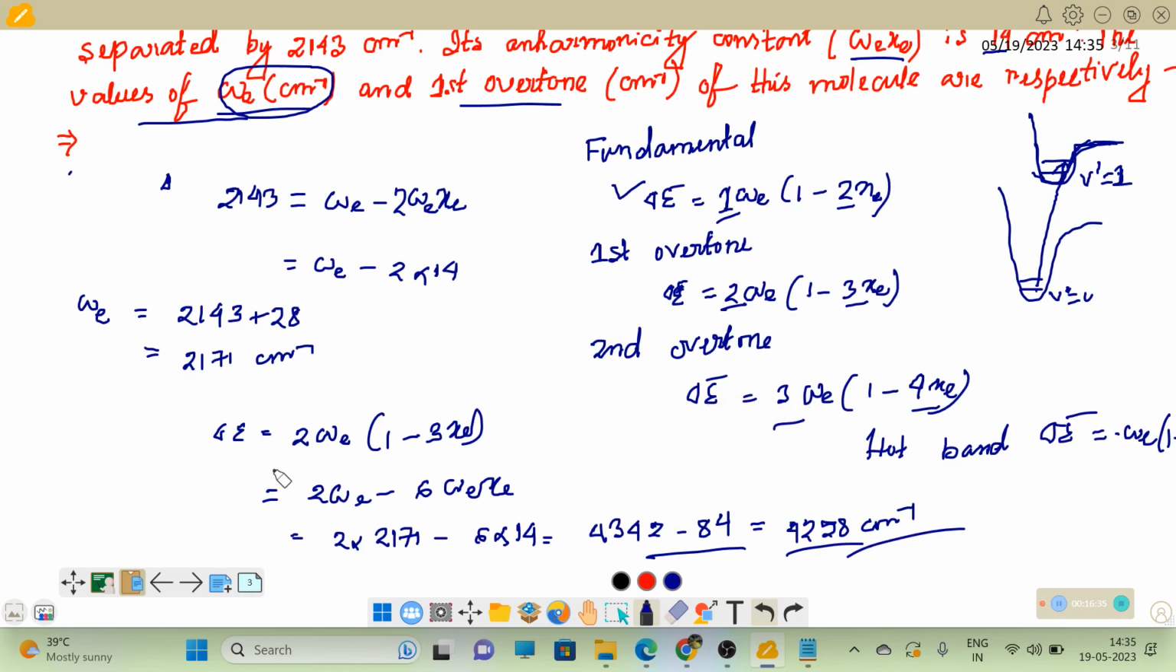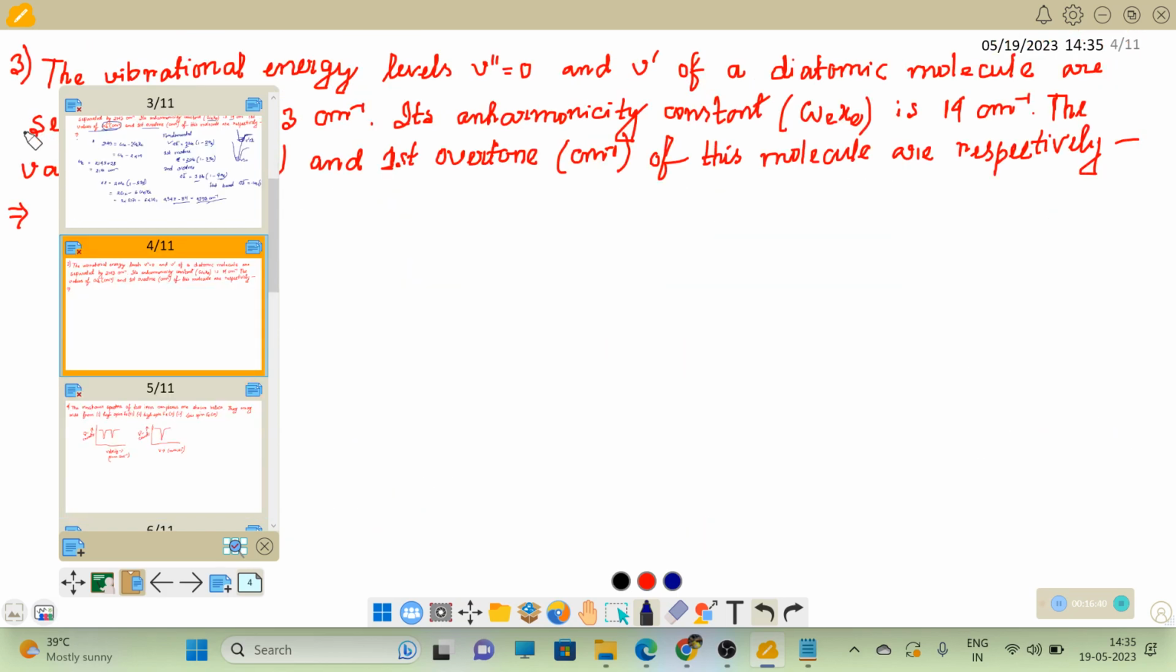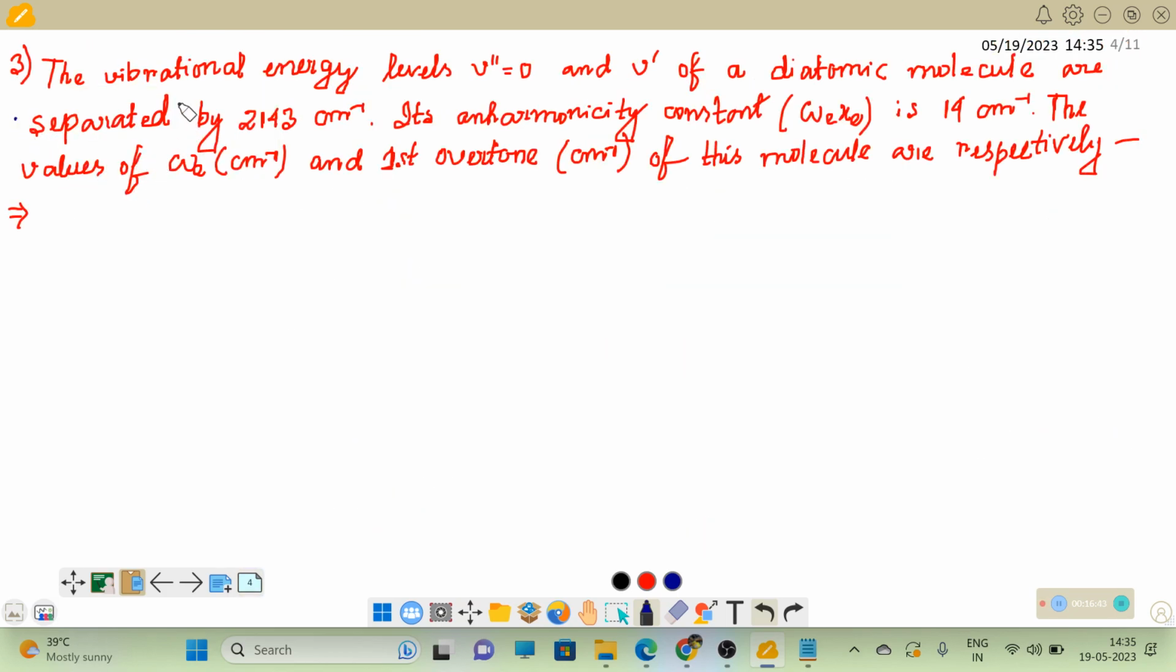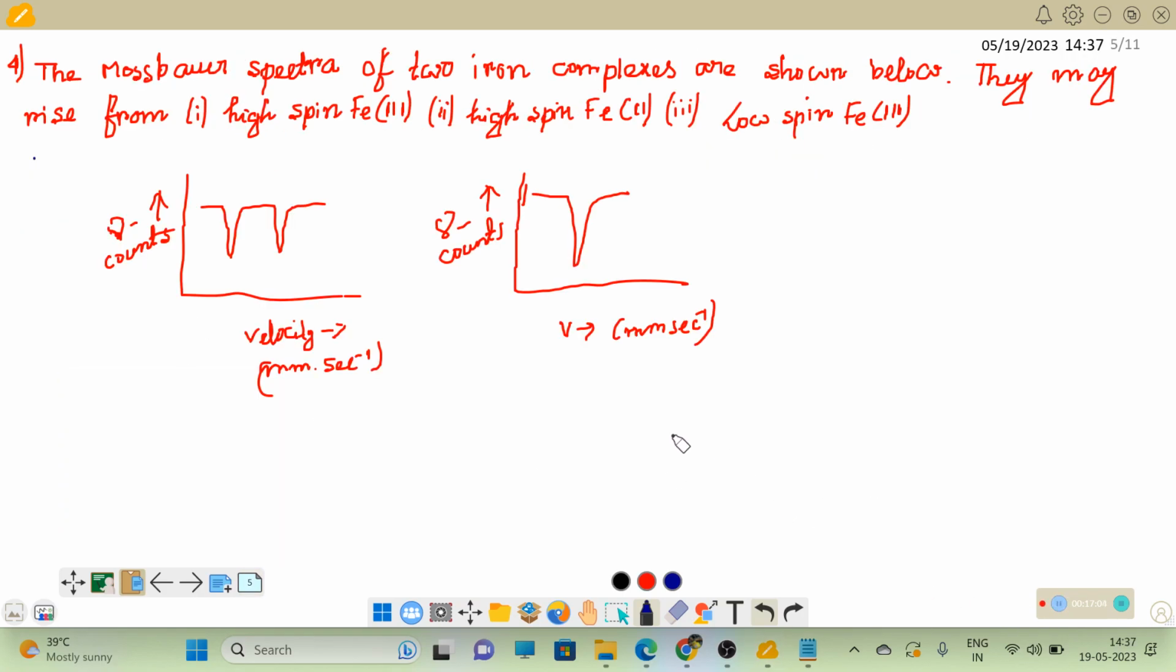Now coming to the next problem, that is our fourth problem. Read the question carefully. Just wait. Sorry for that interruption, because I put the same question in two slides.